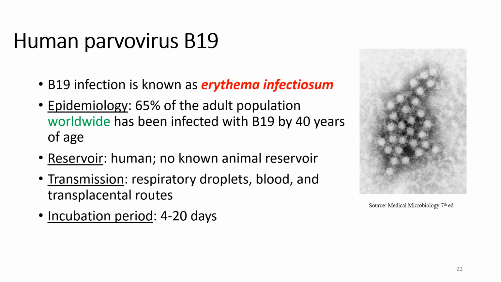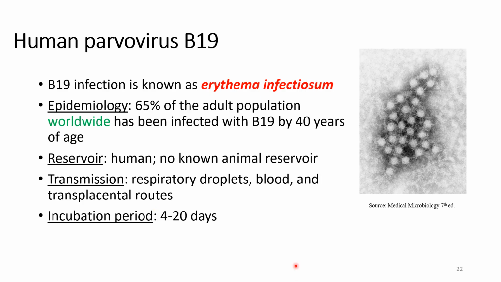It affects around 65% of the population. So by 40 years of age, most of us would have had this infection. The only known reservoir is humans. We don't know of an animal reservoir. The virus transmits via respiratory droplets, blood, and transplacental routes. Now, the incubation period is 4 to 20 days. Okay, so a little bit of a wide range here.